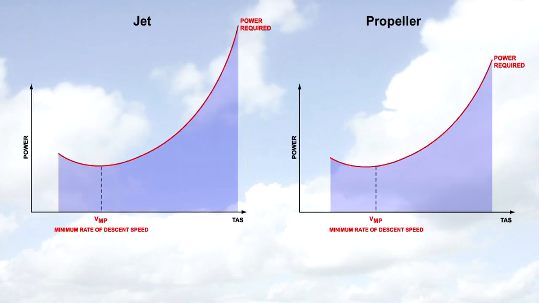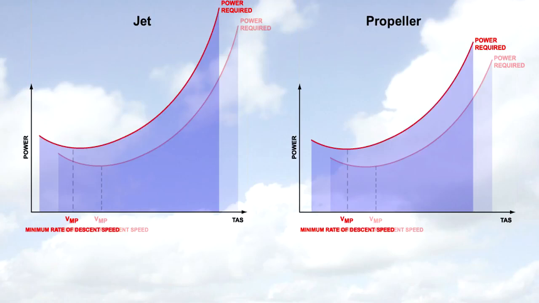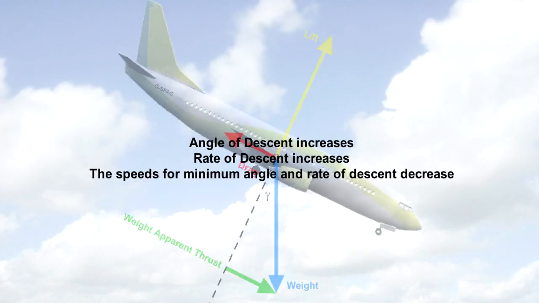The same effect can be seen when examining the rate of descent and by using the power required graphs. Similarly, the light blue area represents excess power required. With flaps and undercarriage deployed, you will recall that the power curves move up and left. This has the effect of increasing the excess power required and therefore increasing the rate of descent. Notice too that the speed for the minimum rate of descent, VMP, is lower. In summary then, with gear and flaps deployed, the angle and rate of descent increase, but the speeds for minimum angle and minimum rate of descent decrease.